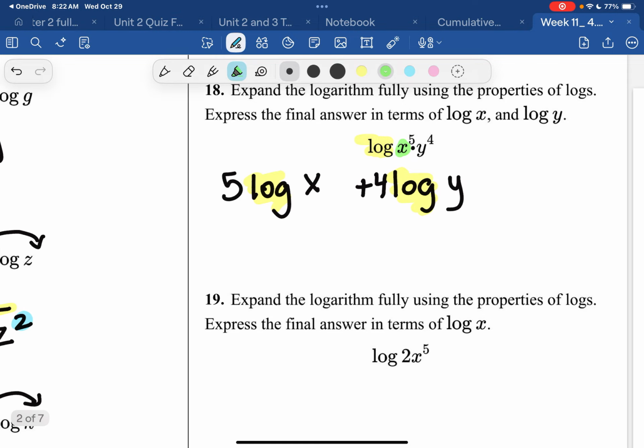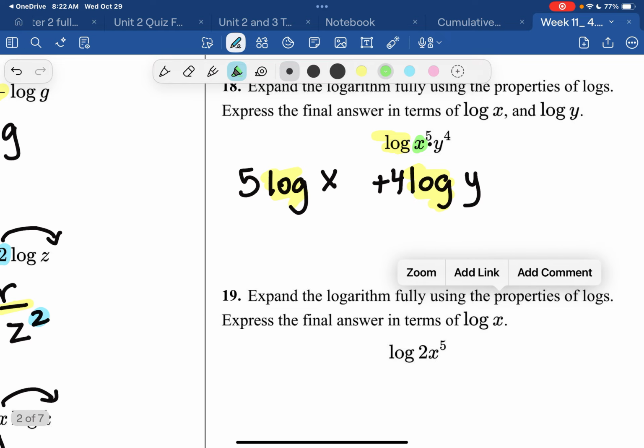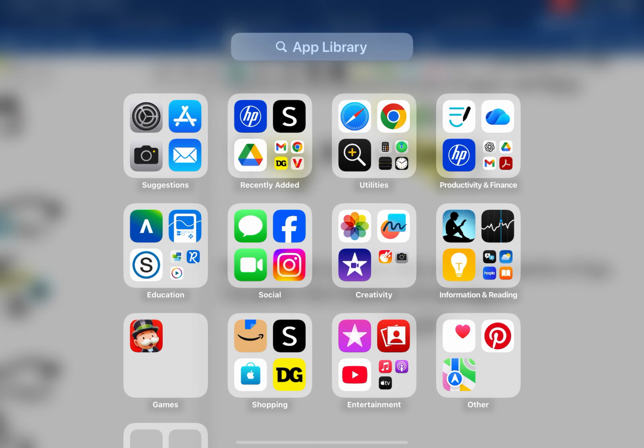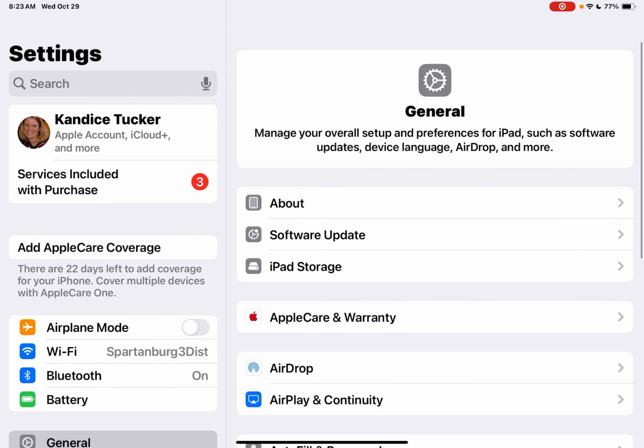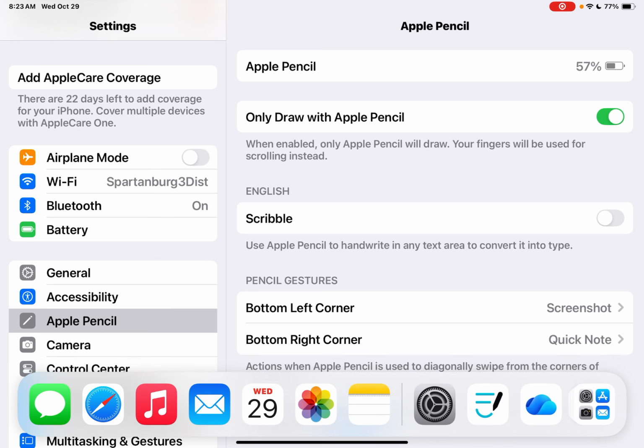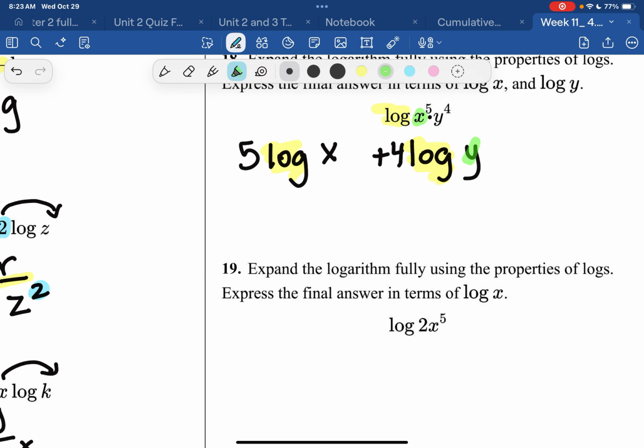It stopped. My pen stopped working. No, is it dead? Hold on. Please don't be dead. Is my pencil dead? No, it's not dead. Why did it stop working? It started back. Whatever.